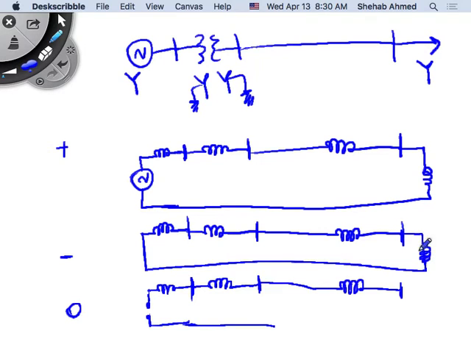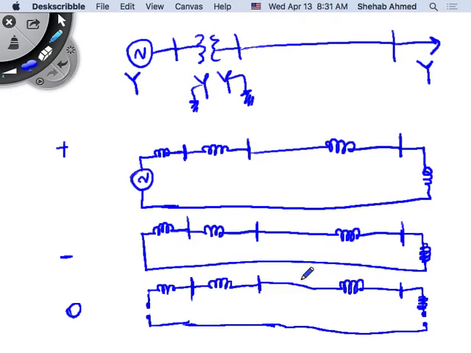There's a load here, sorry. And then the load is what? Star connected with no neutral connection. So what do I see? Exactly. I will see the load's impedance, and then I will see an open circuit. Right? So this is the positive, negative, and zero sequence circuits.